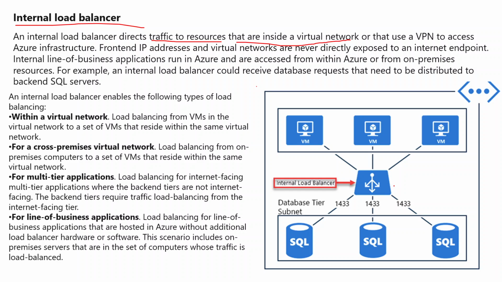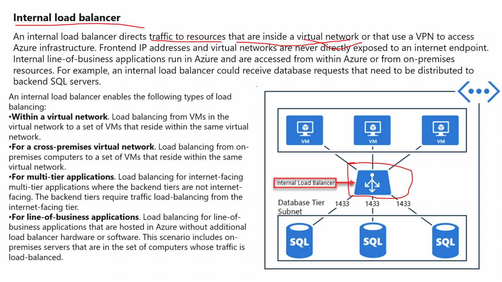So if you wanted to expose to the outside world, then you can go with the public load balancer. Whereas if you wanted to route your traffic that is placed under your virtual networks or some secured resources, then you can go with your internal load balancer. There are some examples, like if they are present under the virtual network, or that use a VPN to access your Azure infrastructure.